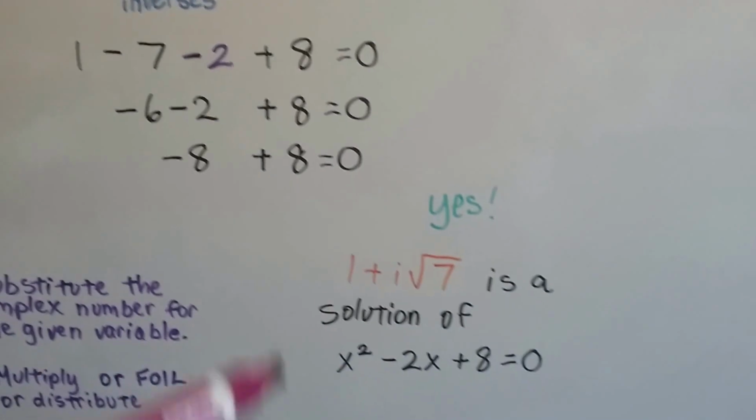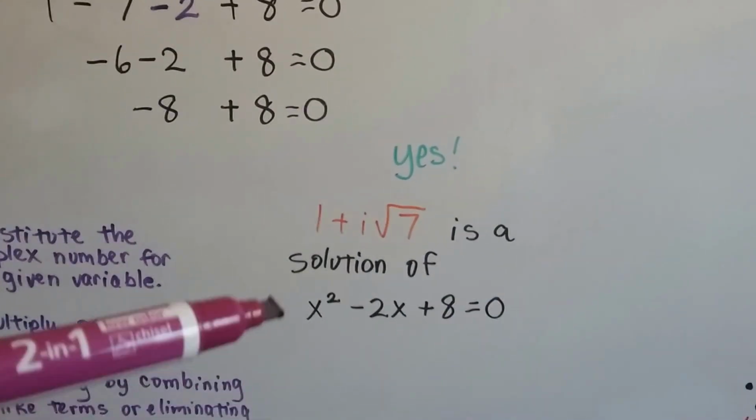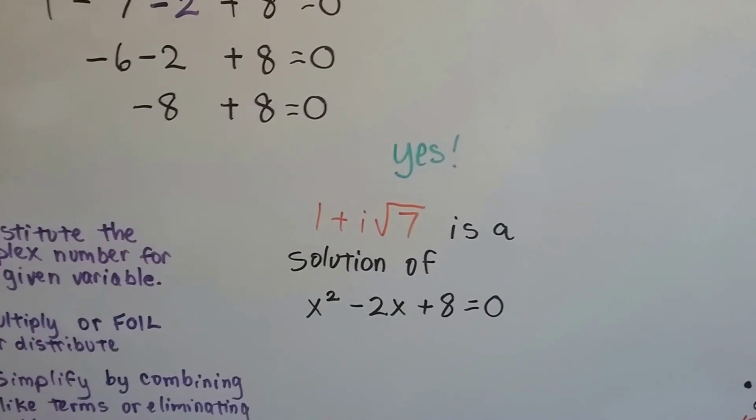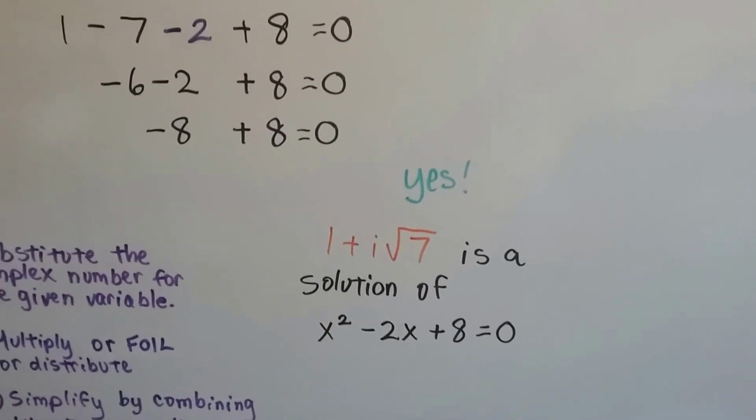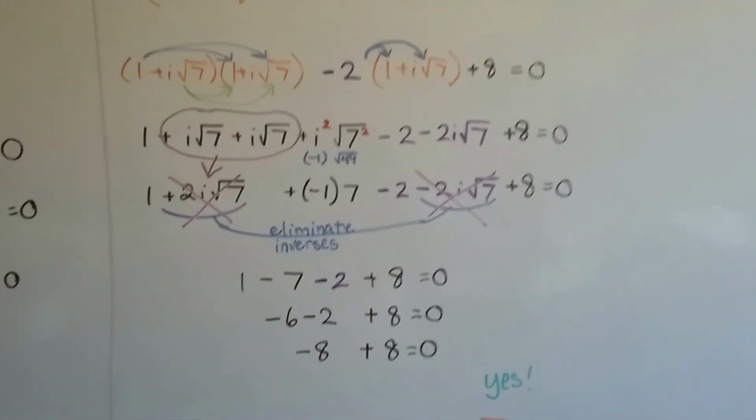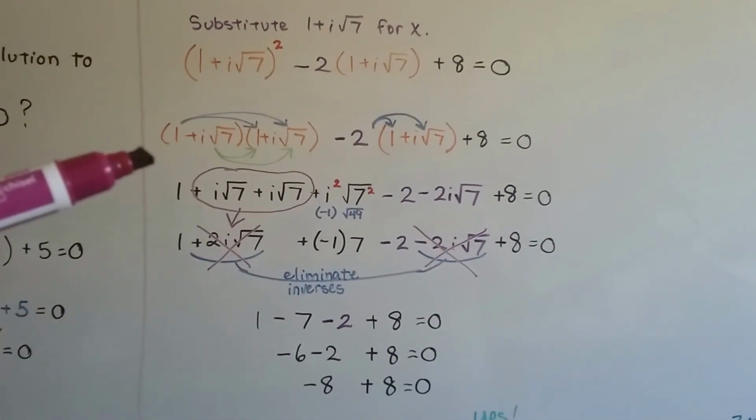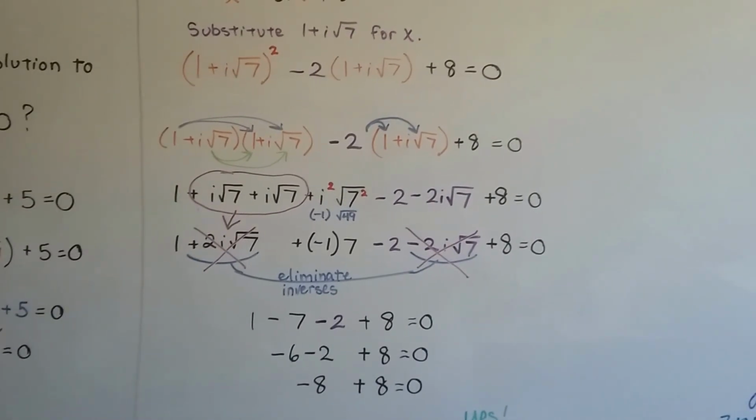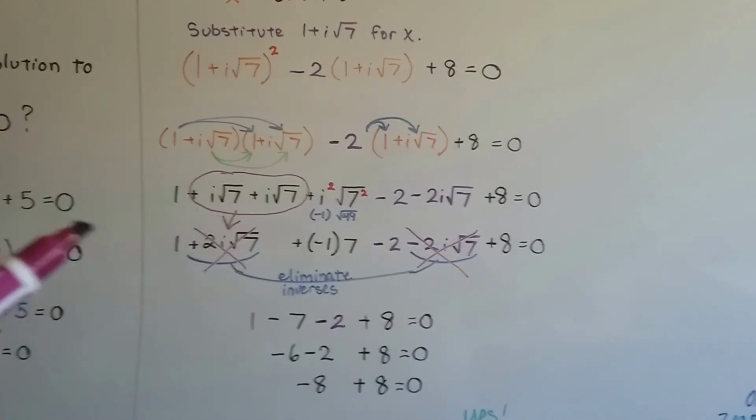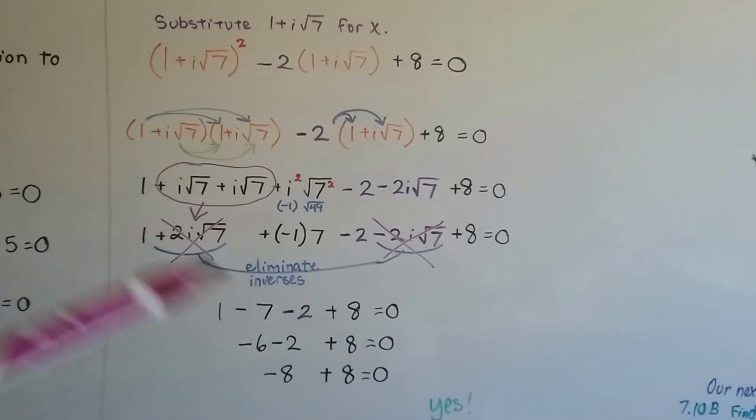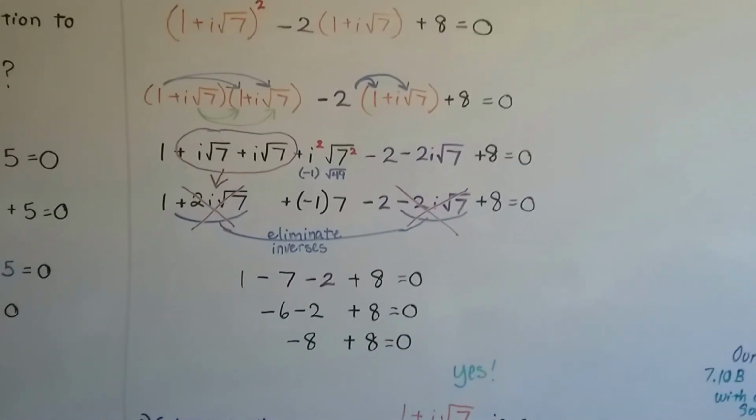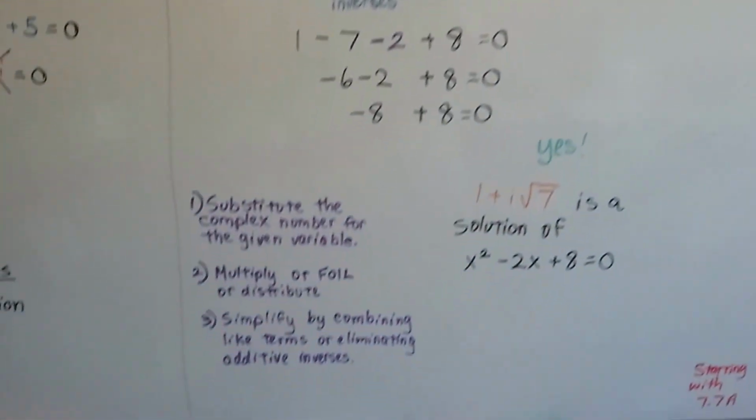So yes, 1 plus i square root of 7 is a solution for x squared minus 2x plus 8 equals 0. So it's not really difficult to do because you know how to FOIL by now, and you know how to add radicals and eliminate additive inverses. It's just that there was a lot of it to do, okay? So just take your time and do a little step by step and you'll be fine.